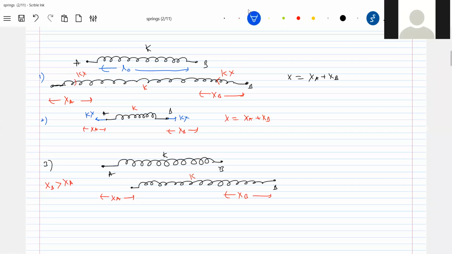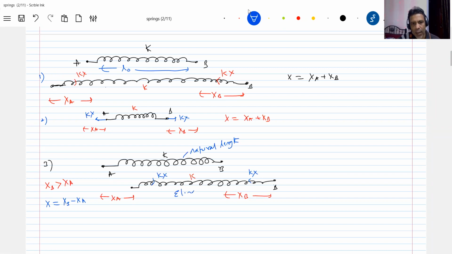So therefore, how do I show the spring force? The spring force should be kx like that. Then what is the value of x? The value of x should be xb minus xa. It happens that both the ends have displacement in the same direction. Then is it a compression or elongation? We will tell. You have to look at the situation here. So this is the spring at natural length. Then what is the state of the spring? This is elongated.